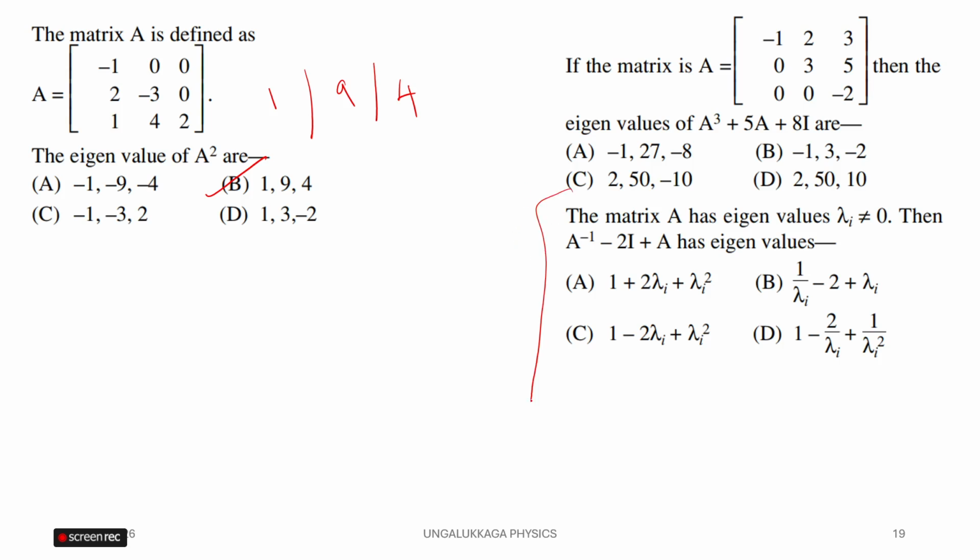Okay, and here we have a matrix A that has the eigenvalue lambda not equal to 0, then A inverse minus 2I plus A has which eigenvalue? So say the matrix A has the eigenvalue lambda, then A inverse has the eigenvalue 1 by lambda. So for this we can write 1 by lambda minus 2, because I is the identity matrix, and for the matrix A we have the eigenvalue lambda. So we will be having 1 by lambda minus 2 plus lambda. So option B is the correct answer.